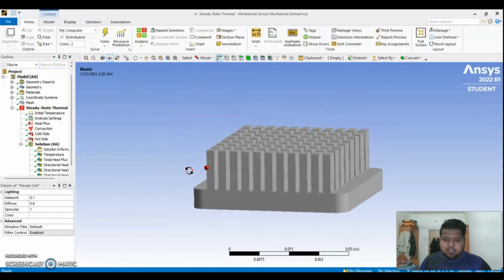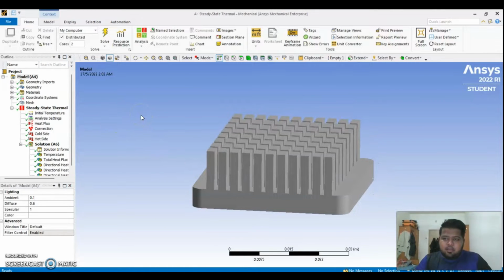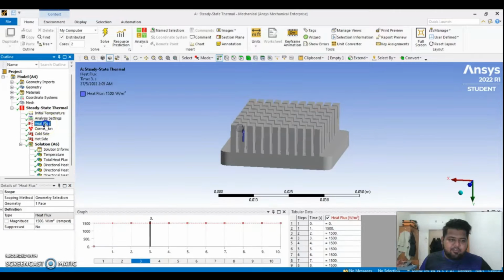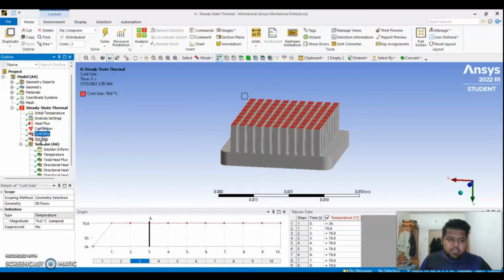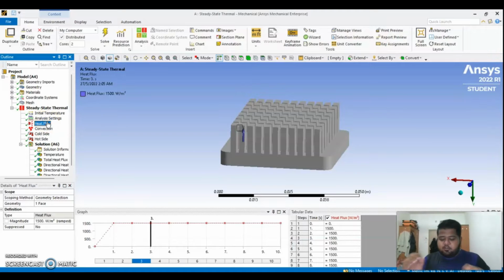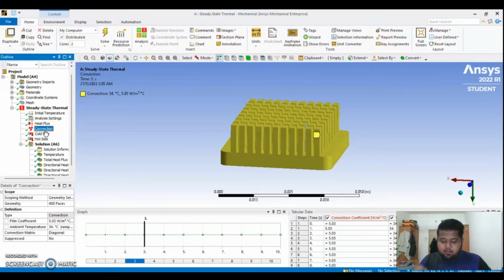Okay, here you can see the model. Before going any further, I'm just going to show you the boundary conditions which need to be set up in order to get the desired results. For this analysis, we're going to go through heat flux, convection, cold side, and also hot side. Heat flux is also known as the heat flux density or heat flow rate intensity. Next we are going to look at the convection. Convection is the rate of heat transfer between solid surface and fluid per unit surface area per unit temperature difference.